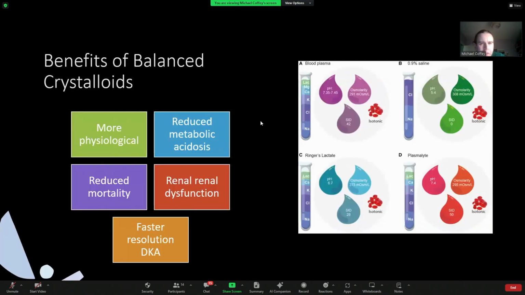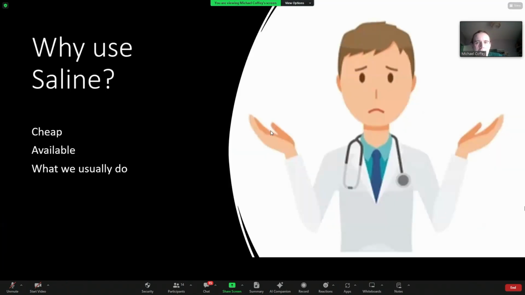So what are the benefits of balanced crystalloids? They're more physiological. There's reduced acidosis, reduced mortality, reduced renal dysfunction, and faster resolution of DKA. So why would we use saline? I suppose one use is for the patient with metabolic alkalosis, but otherwise the only reason I can see is that it's cheap, it's available, and it's what we usually use, which aren't great reasons at all.